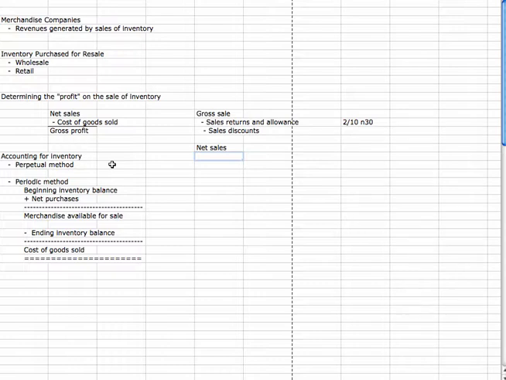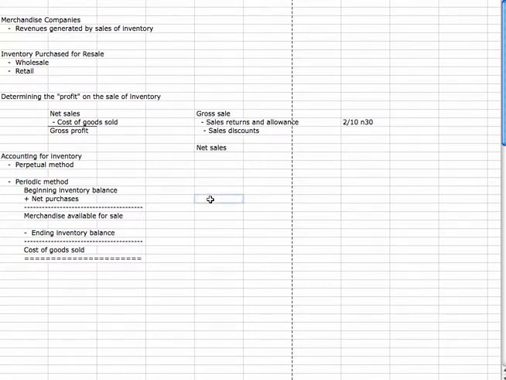Prior to the automation of our accounting records, many businesses used the periodic inventory method. The periodic inventory method was more convenient because we didn't have to keep track of our inventory on a day-to-day basis, at least from an accounting perspective. Rather, we keep track of our inventory for the period. So we start with our beginning inventory balance, and then we add in our net purchases. Now the question then is, what is net purchases?